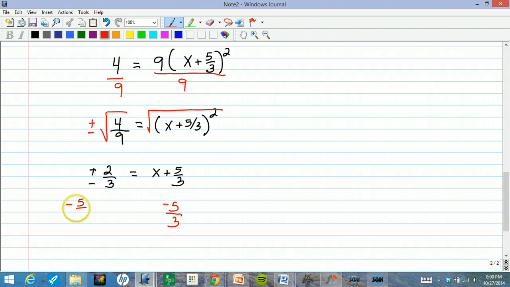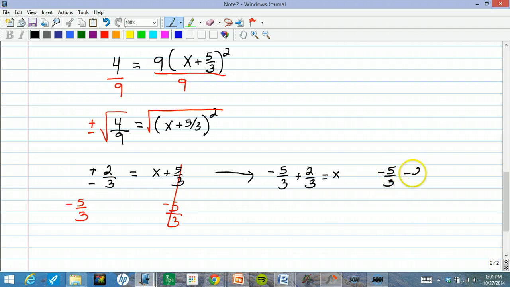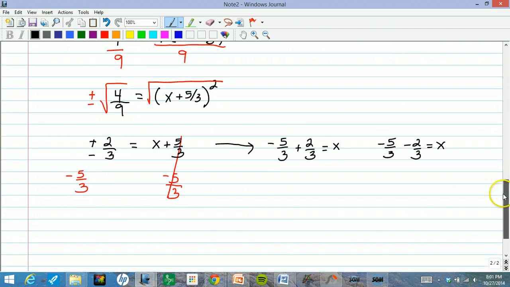Minus 5/3. So we got to be careful just thinking about what we're doing. So I'll clean this up. So we have negative 5/3 plus 2/3 as an x-intercept, or a 0, and we also have negative 5/3 minus 2/3 as a 0 or an x-intercept.